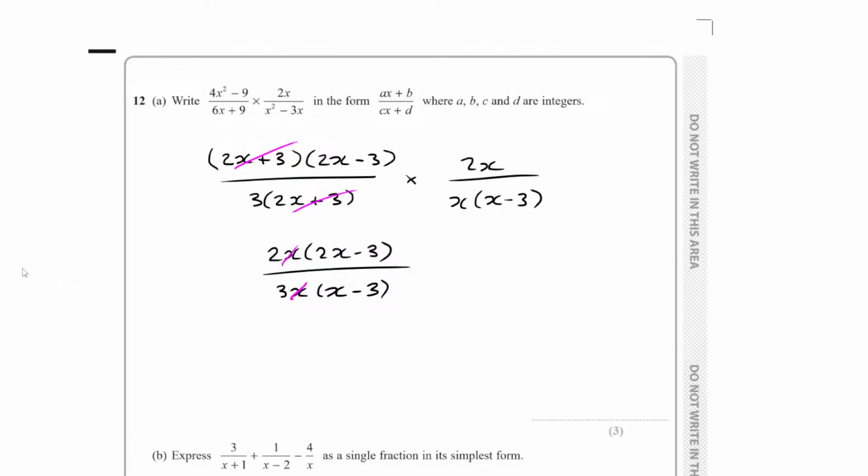I don't think there's anything else you can cancel, so what I would do is expand it, because they've said, obviously here they don't have any brackets. So expand that, you get 4x minus 6 over 3x minus 9. And there's nothing else you can simplify there. That would be your answer.